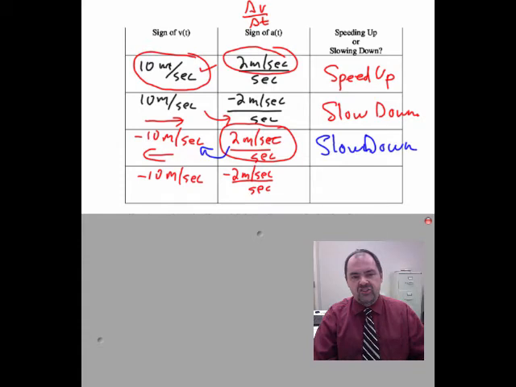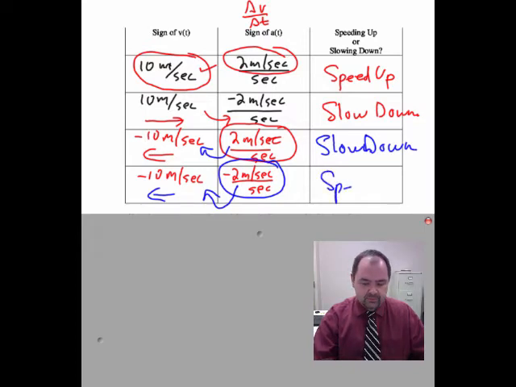And the last situation is when velocity and acceleration are both negative. Negative 10 meters per second. We're moving in the negative direction. We're moving left. And our velocity is changing. Our acceleration is negative, so our velocity is changing at negative 2 meters per second every second. So after 1 second, we're negative 2 meters per second lower, so we're at negative 12 meters per second, and then we're at negative 14 meters per second, and since speed is the positive of velocity, we can see that we're speeding up.